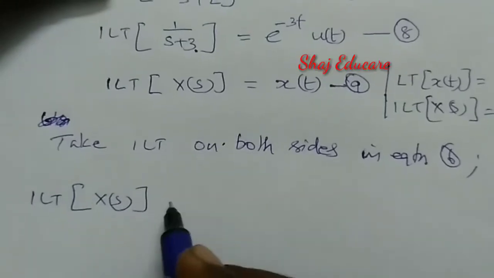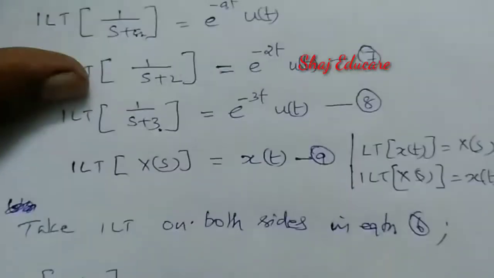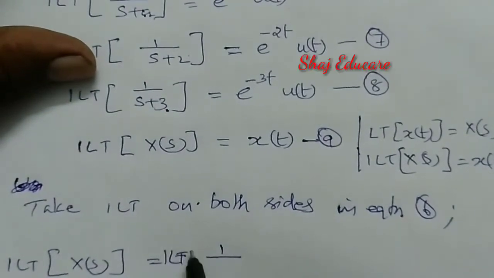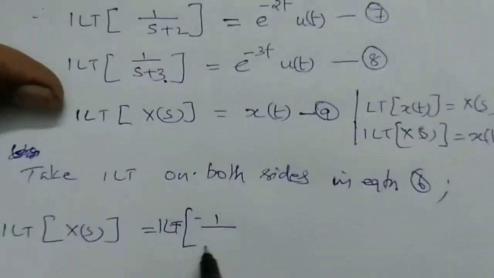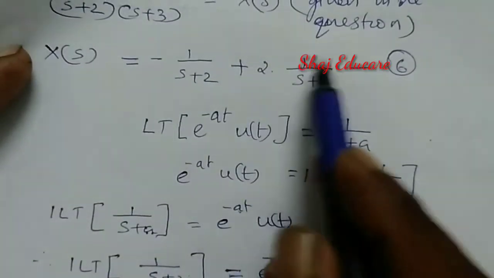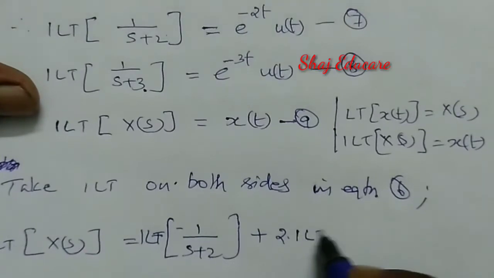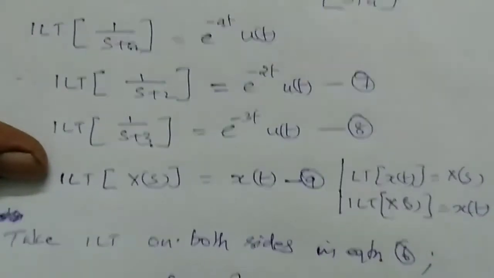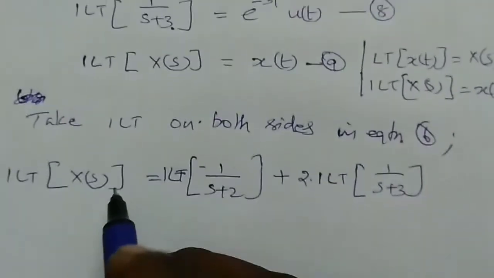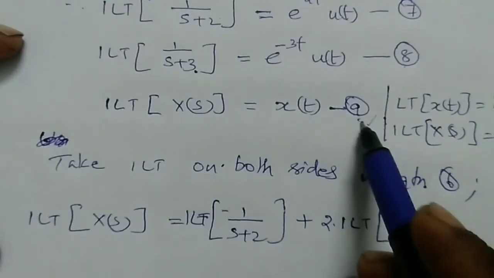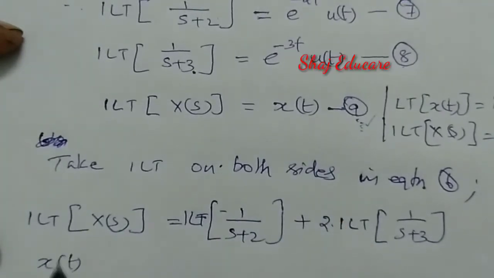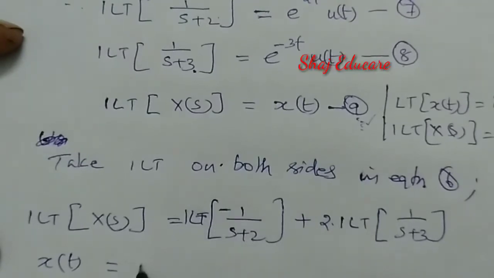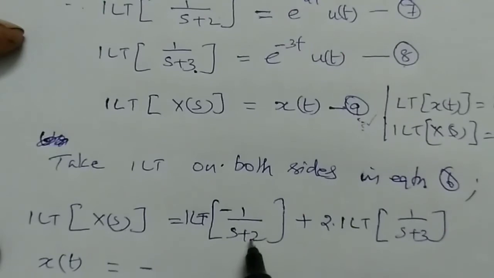that is equal to the inverse Laplace transform of minus 1 divided by s plus 2, then plus 2 into the inverse Laplace transform of 1 by s plus 3. Then from equation 9, we can say that the ILT of X of s is x of t, equal to, let us put this minus sign outside, the inverse Laplace transform of 1 by s plus 2 remaining here.